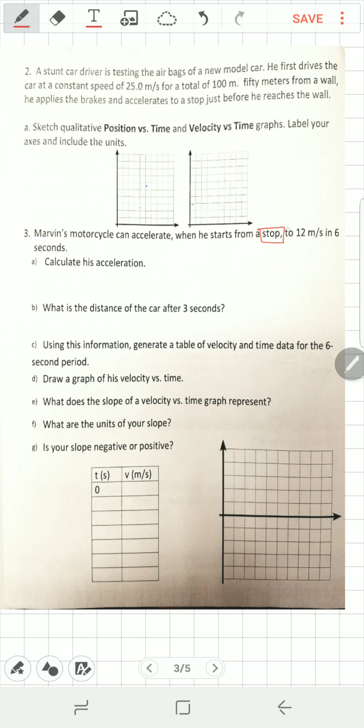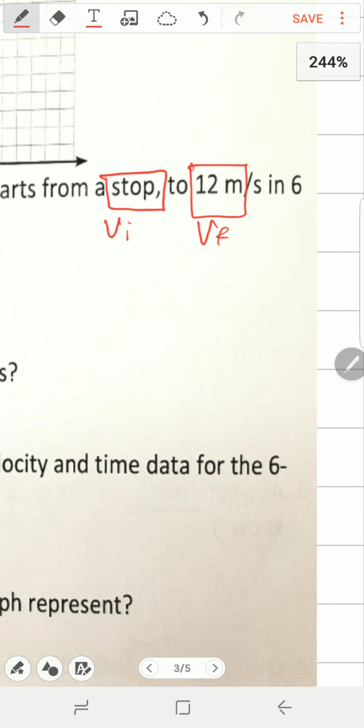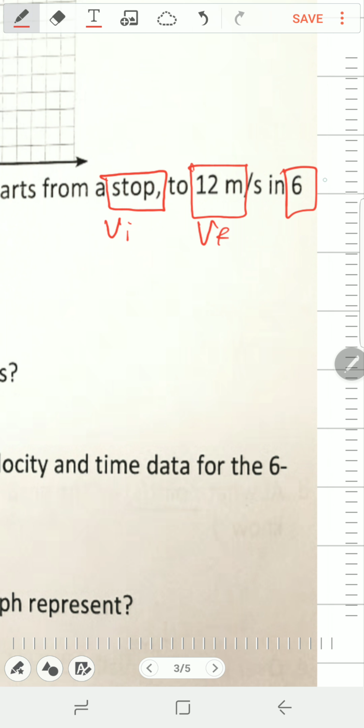And he starts from a stop. So is that my initial or final velocity? Well, that's my initial. I'm going to call that v sub I. To 12 meters per second. Well, what's that going to be? A v sub f, my final velocity, in 6 seconds. So I'm going to come over here. That's going to be my t sub f.